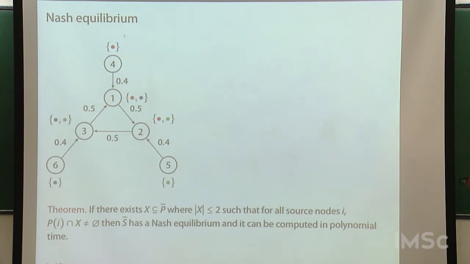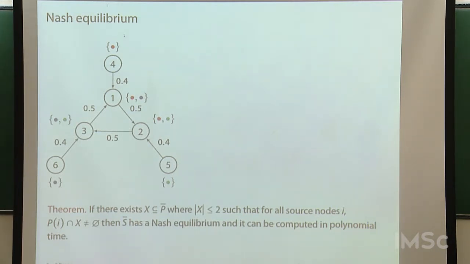Okay, so now if you look at this network here, you see that there are 3 source nodes and there are 3 different colors. Now, this is not a coincidence because of this theorem, which says that if you can pick a subset of the product set whose cardinality is at most 2, so at most 2 products, in such a way that you can cover all the source nodes, you take the intersection of that set with the product set of the source node. If that is non-empty, sorry, then this graph will always have a Nash equilibrium, and you can in fact compute the Nash equilibrium in polynomial time.